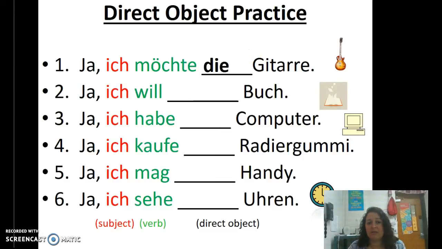Number 2, ja, ich will blank Buch. Yes, I want the book. Is the book the direct object? Yes, it's what I want. Is it a der word? No, so you don't change it, you just leave it das.